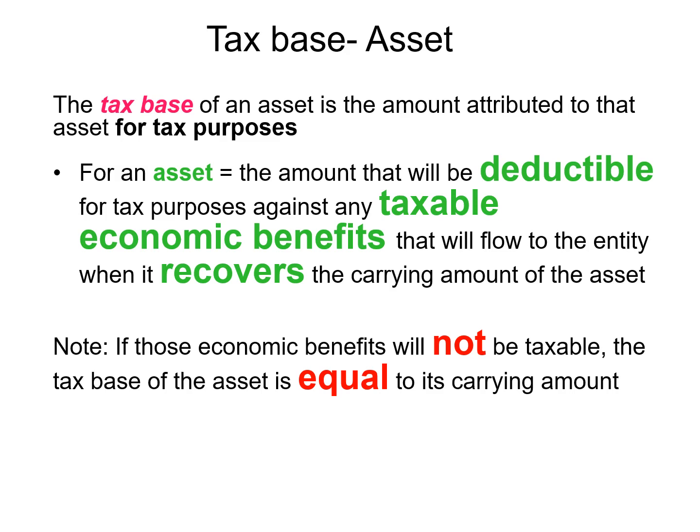Now, if those economic benefits will not be taxable, then the tax base of the asset is equal to its carrying amount. You'll find that in a lot of jurisdictions, things like goodwill, for instance, one can't claim tax allowances against it. So what I would show in my taxman's balance sheet would be a number for goodwill, and that number will be exactly the same on both my accounting side of the balance sheet and my taxman side of the balance sheet, effectively giving me a temporary difference of nil for that item.